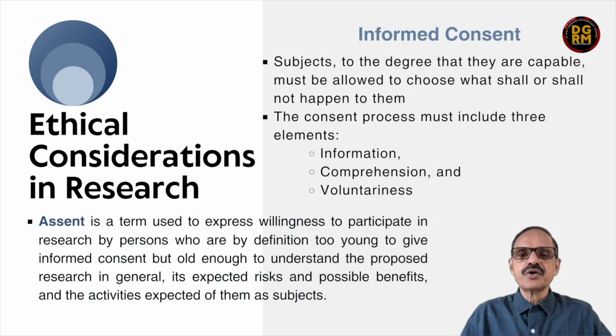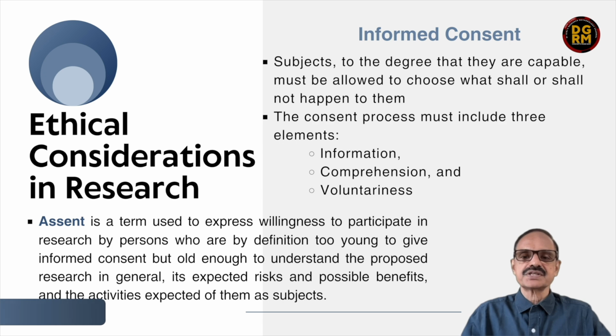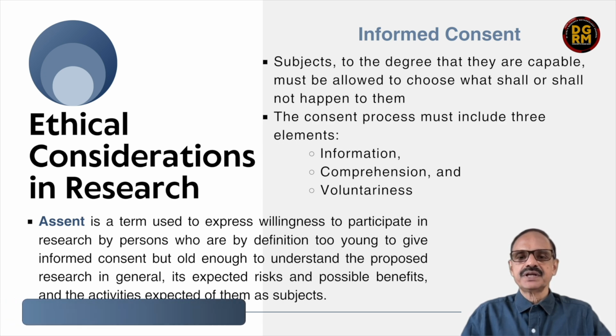In this, informed consent is a very important one. Informed consent is obtained from each participant before the intervention of the research. And the consent process must include three elements: information, comprehension, and voluntariness. It should be noted that at the time of obtaining the informed consent, the patient will be given a patient information sheet that contains details of the research.